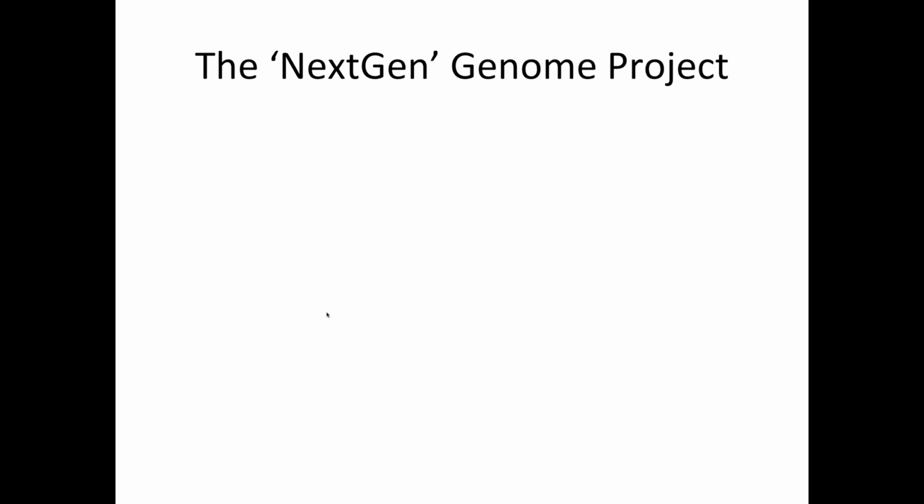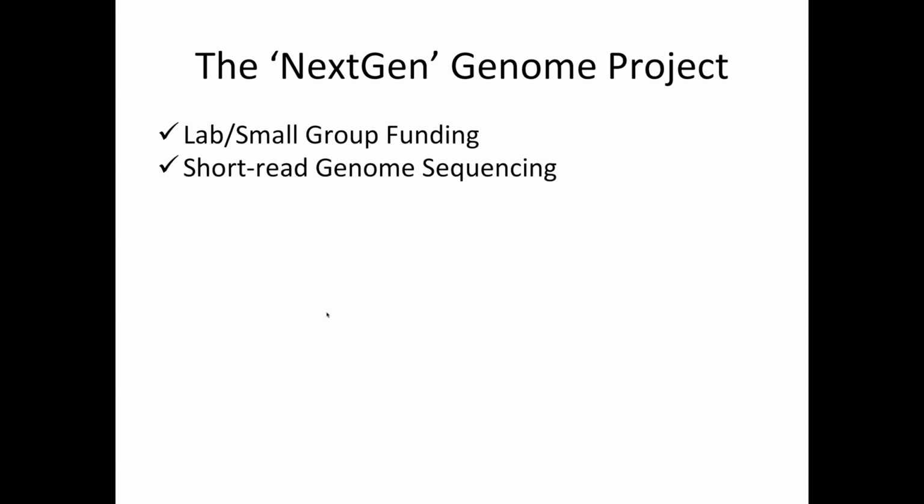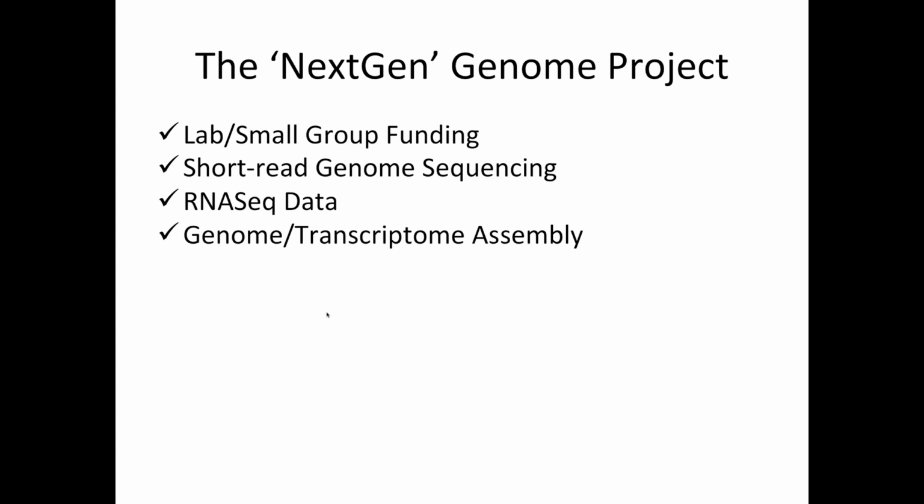Okay, so we talked a little bit about next generation sequencing and its impact on genome annotation and assembly. Genome annotation used to mean these massive international symposium collaborations, consortiums that would have large budgets and large groups. The next generation genome project is typically even an individual lab or a smaller group. They're using short-read genome sequencing. RNA-seq data is often the source of evidence for where the gene models lie. Genome and transcriptome assembly are a whole new problem with this next generation data.